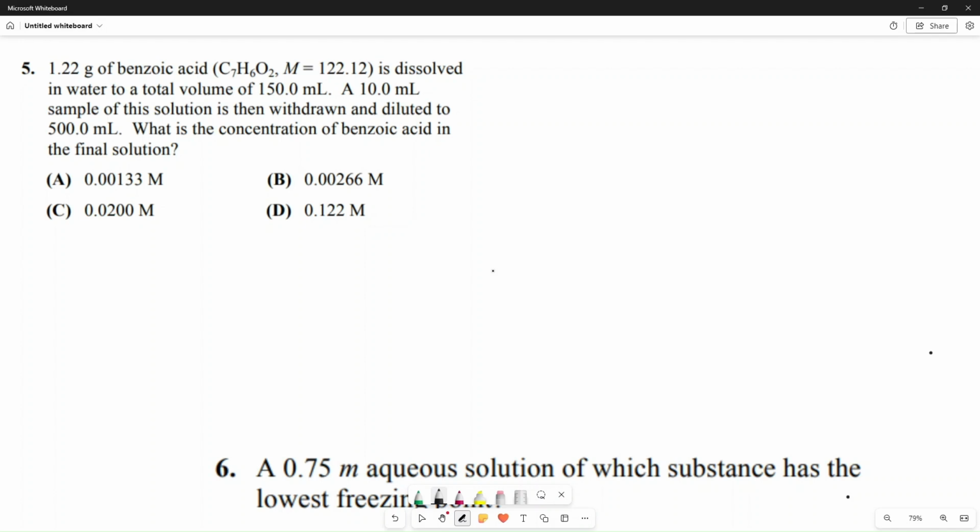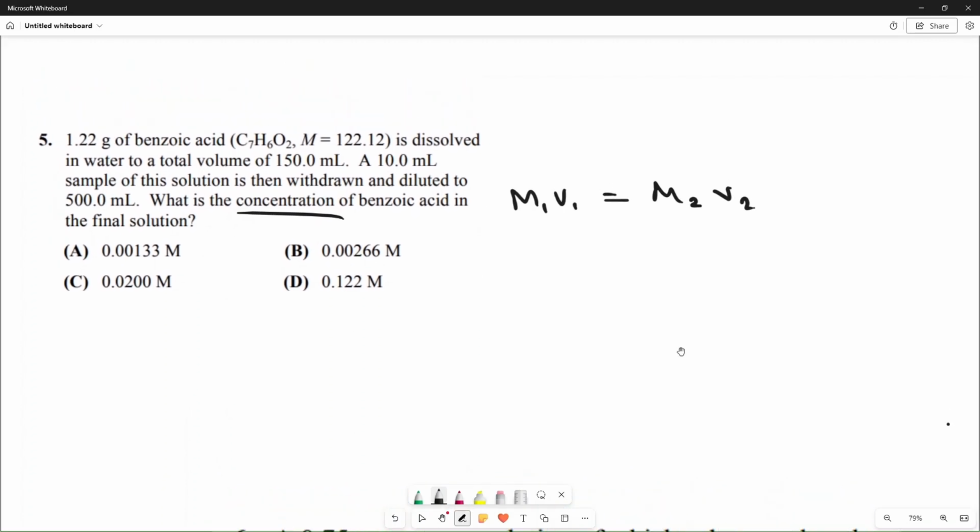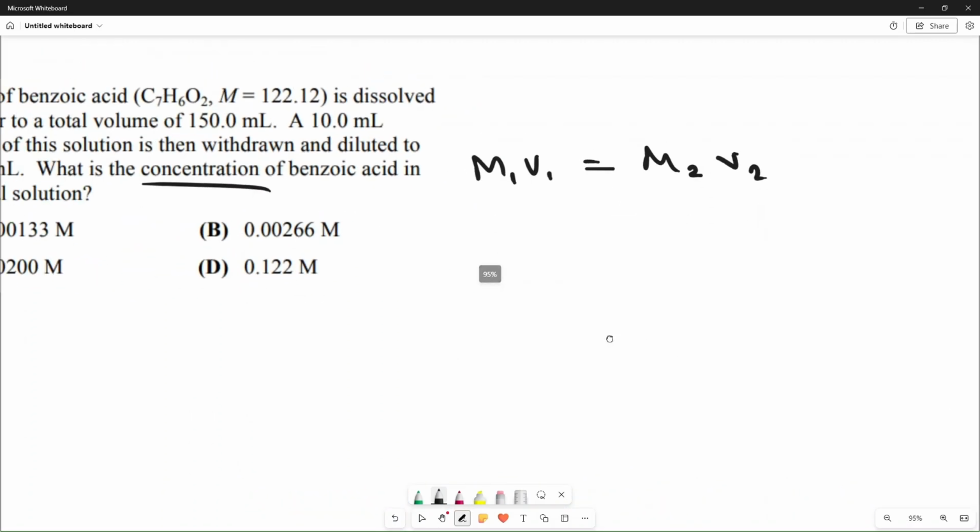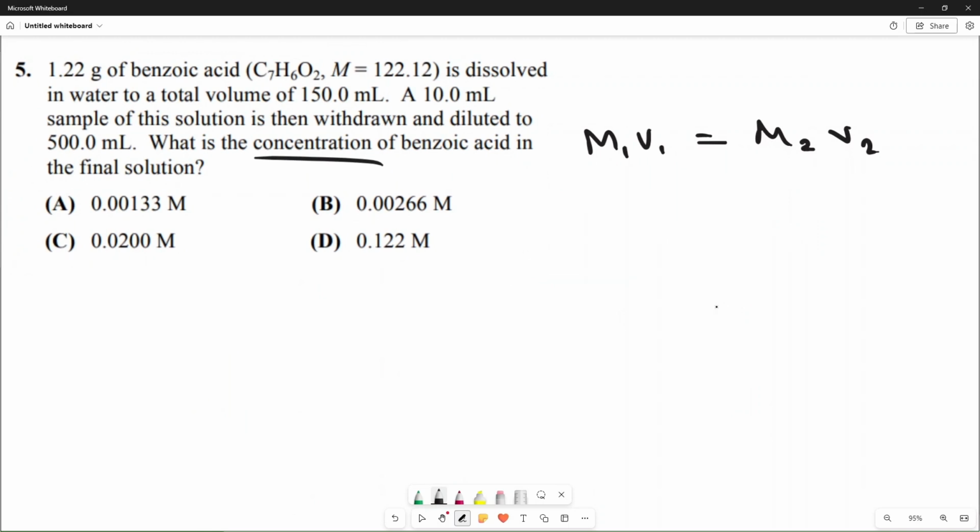Okay, so we're given the grams and molar mass, and we have the total volume at the start, the initial volume, and the final volume. So we're trying to find the concentration. That means that we're probably going to use an equation like M1V1 is equal to M2V2. Alright, let me move this up. Okay. So in this equation, we're trying to find M2, the final concentration of benzoic acid.